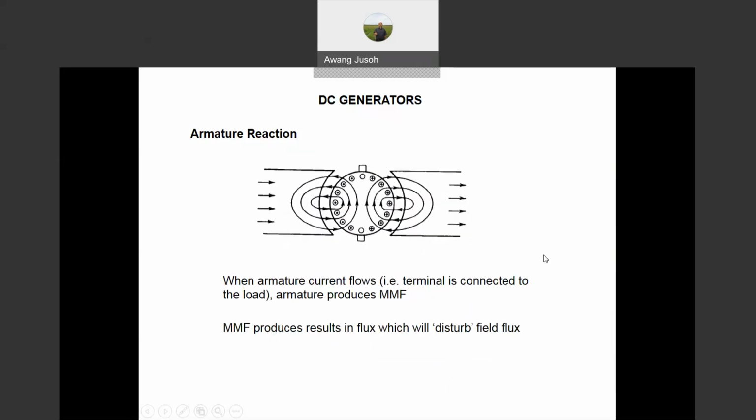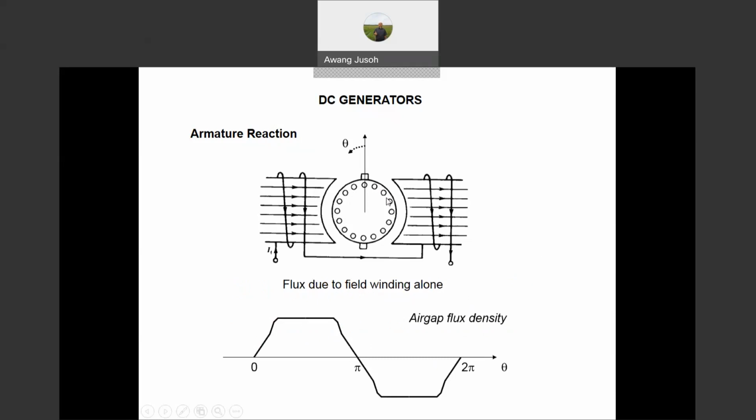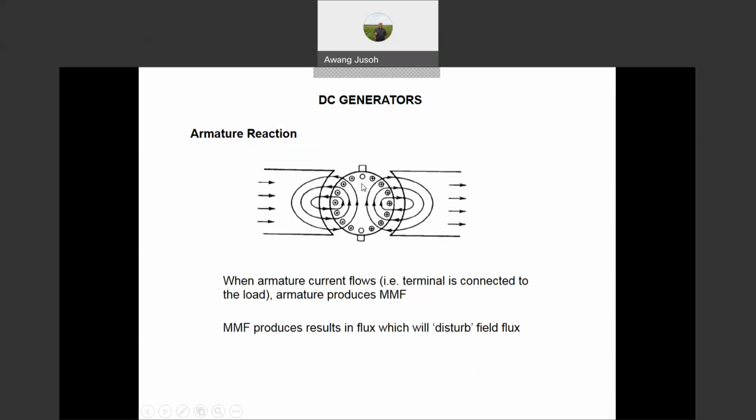When your generator is connected to a load, that means current will flow. We get current in the armature winding. Here you see dot and cross. Cross means the current is entering the armature, and dot means the current is coming out of the armature. So we studied this one.